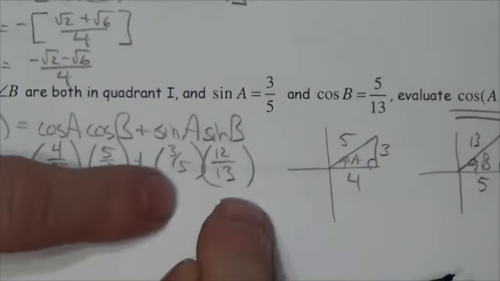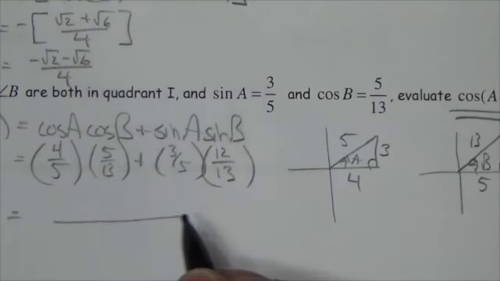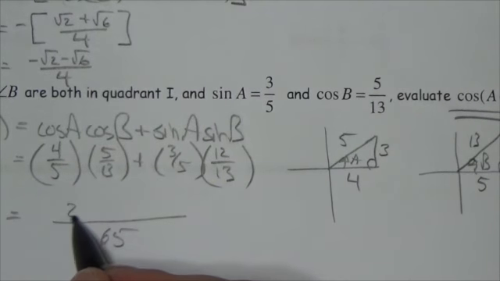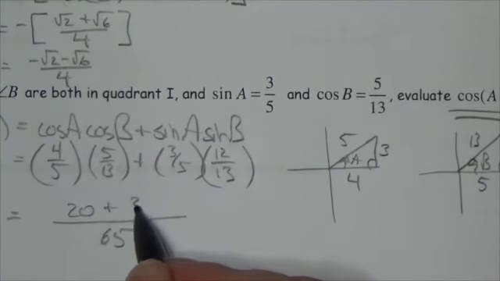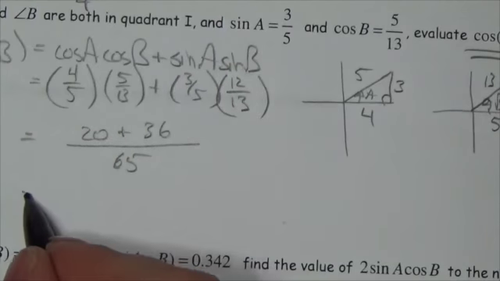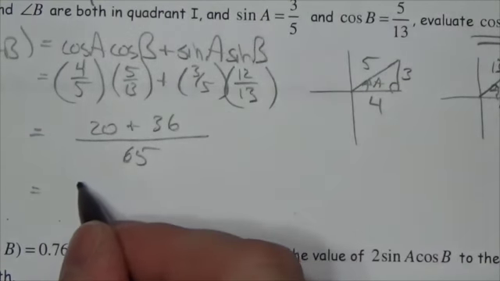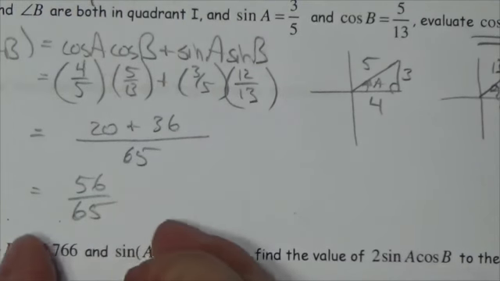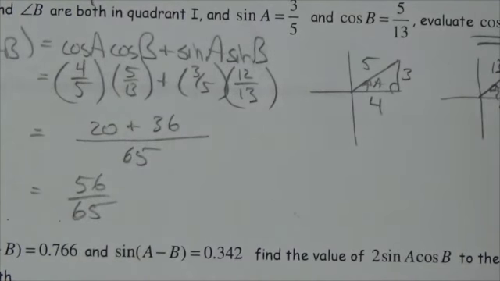Now notice that the denominators are going to be the same in both cases, and that's wonderful. That's going to be, what is it, 65? And then 4 times 5 is 20. 3 times 12 is 36. And there we go. 20 plus 36 is going to be 56/65. So that's the exact value of the cosine of A minus B.